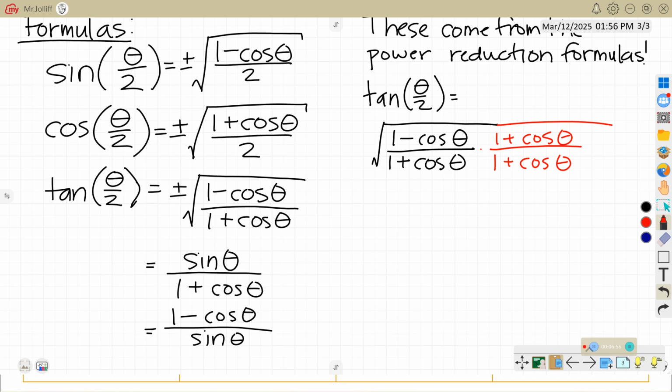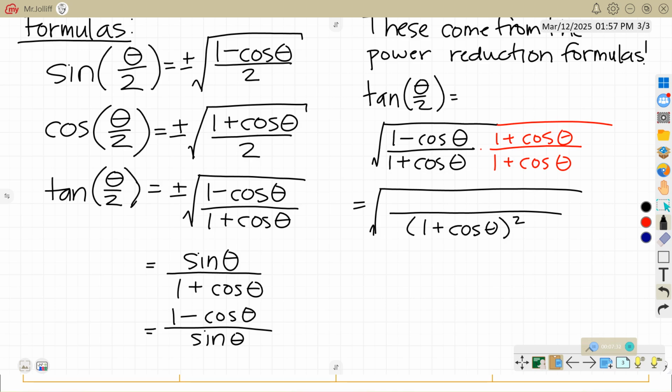Why am I allowed to do that? What's that red fraction equal to? Brittany, what's that one fraction equal to? It's 1, yeah. It's just 1. Anything divided by itself is 1. And multiplying by 1 doesn't change anything. I'm allowed to do that. That's not cheating. And I'm doing that because I know that the top may be ugly, but the bottom is going to be (1 plus cos theta) squared. And I know that square root and that square will undo each other. That's going to give me the bottom that I want. Yay.